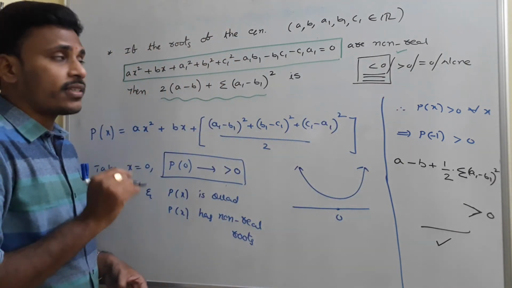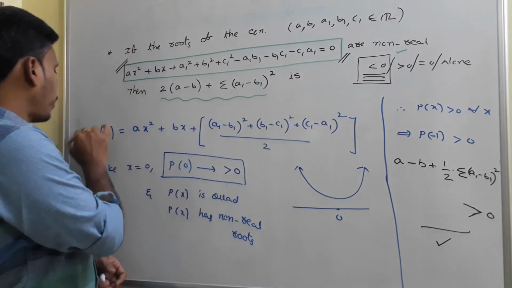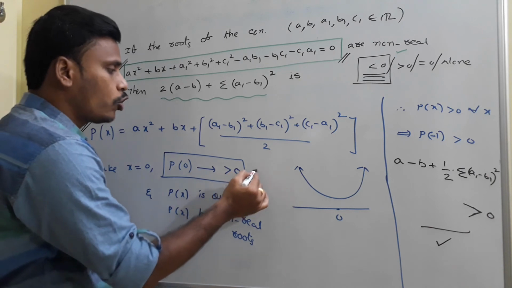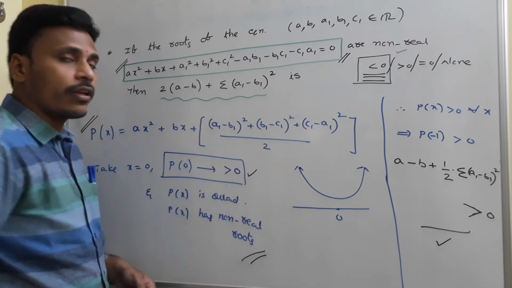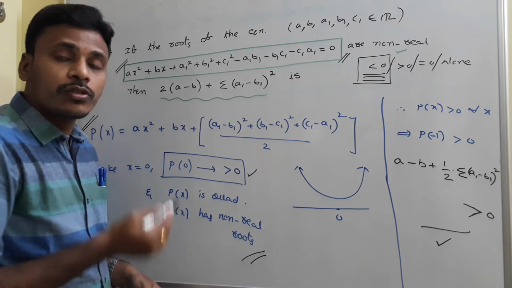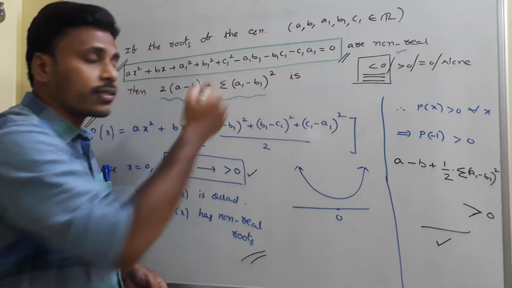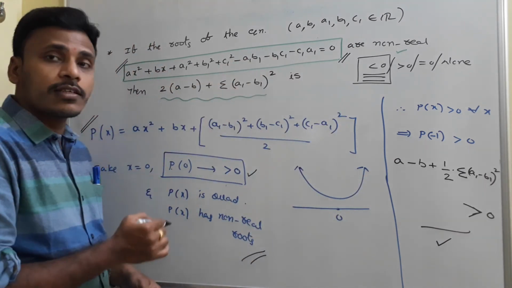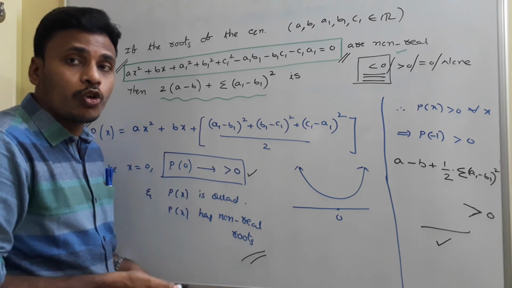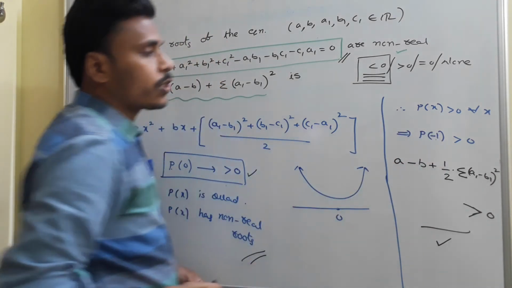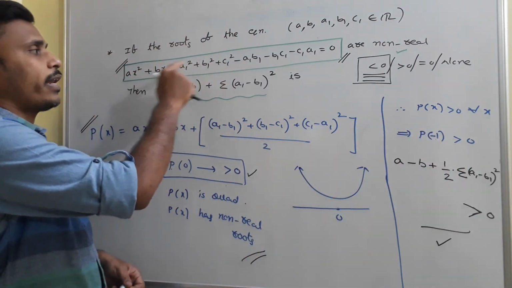Is it clear? Once again I repeat for you. Just look at this particular quadratic equation. Take that expression as P of x. Here P of 0 is positive as well. This is quadratic and P of x has non-real roots. Since it has non-real roots, the graph is always above the x-axis. Since it is always above the x-axis, the expression P of x is positive for all x. Since it is positive for all x, you can take any value in the place of x. So that's why I took minus 1. So P of minus 1 greater than 0. So replace x with minus 1.